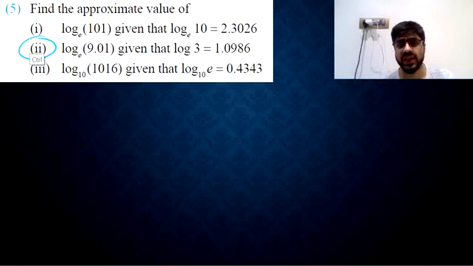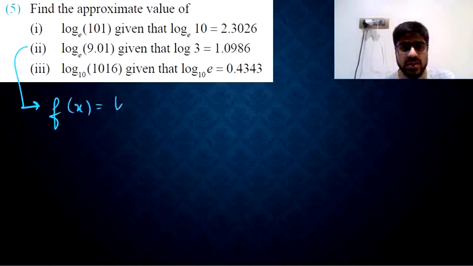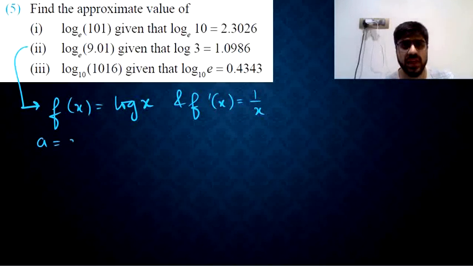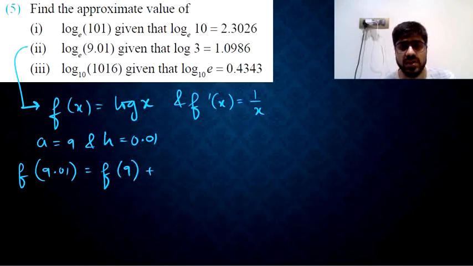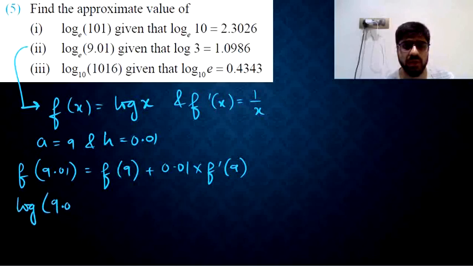Going on with the second one. So in the second one, what we have is again f of x being taken as log x, and f dash x, that should be 1 upon x. We take a as 9 and we take h as 0.01, and we have f of a plus h, that is f of 9.01, that should be equal to f of 9 plus h, which is 0.01 into f dash 9. F of 9.01, that will be log of 9.01, or you can show it from here. F of 9.01 is log of 9.01.